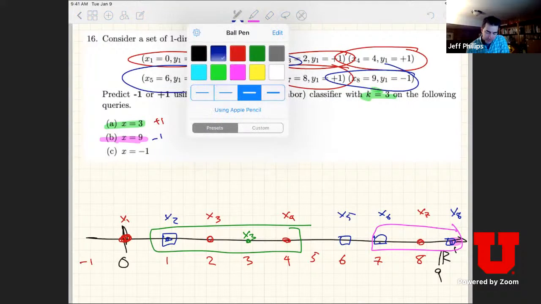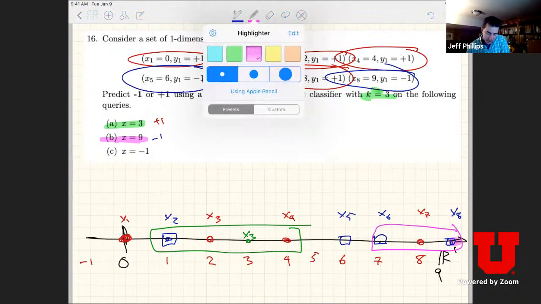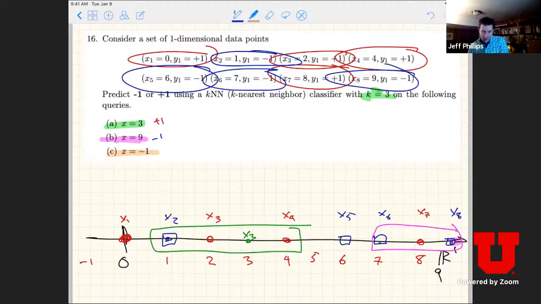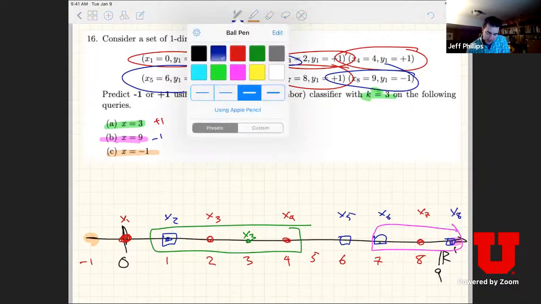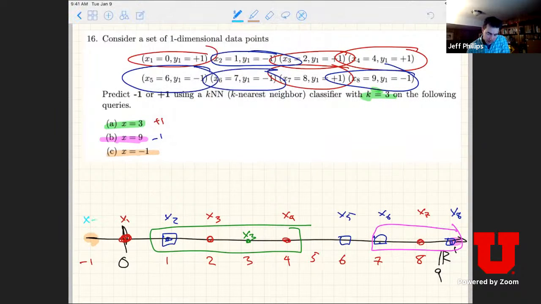And then the final query is x equals minus 1. That gives me a value out here. This is x equals minus 1, and the 3 nearest neighbors look like this. And again, there are 2 positives, so this is the plus 1. Okay, so that's how the K nearest neighbor classifier works.